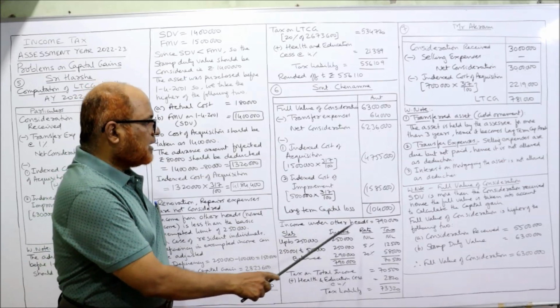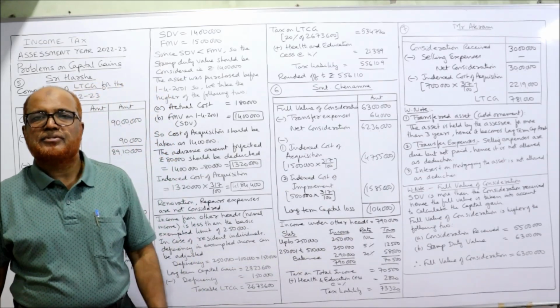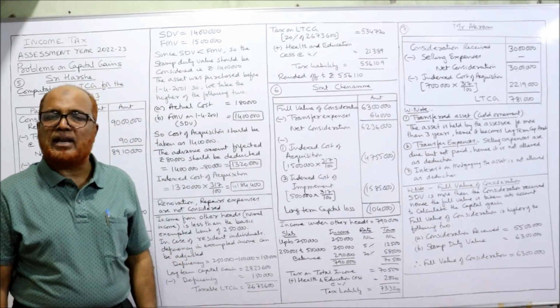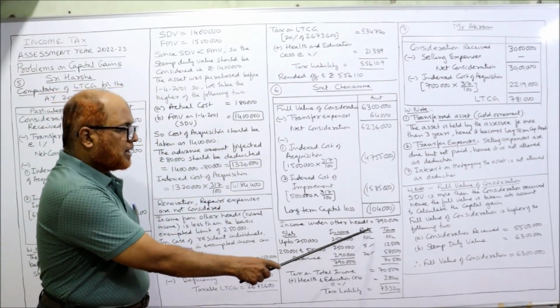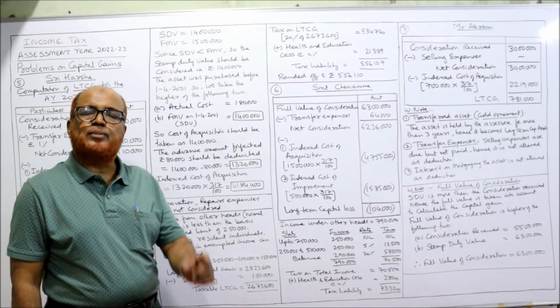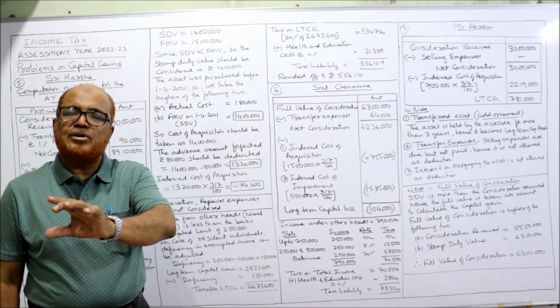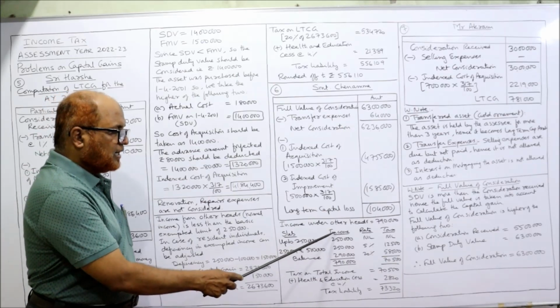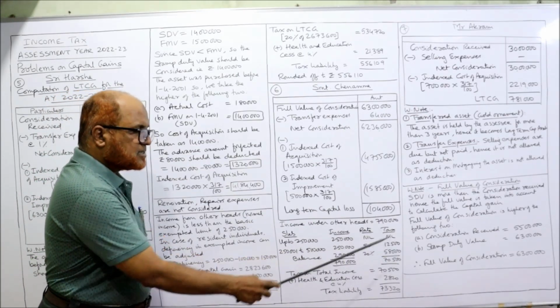Now, income under other heads is 7,90,000. That is given in the problem. Now we have to compute what is the tax liability on 7,90,000. Slab income rate tax. First slab up to 2,50,000. Income is 2,50,000. Tax is nil. So slab up to 2,50,000, income 2,50,000, rate nil, tax nil.